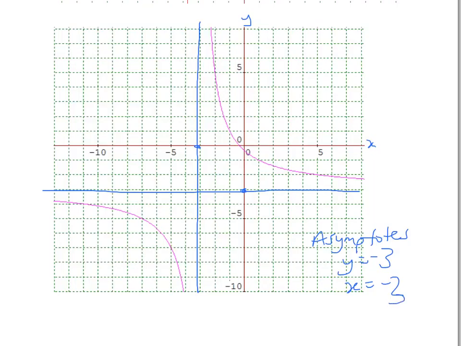Those are our asymptotes. Now from y equals a over x, let's see how far we've moved. X has gone to the left 3. So we have a over x plus 3, to the left 3. But it's also going down 3. So we're going to do minus 3 there.